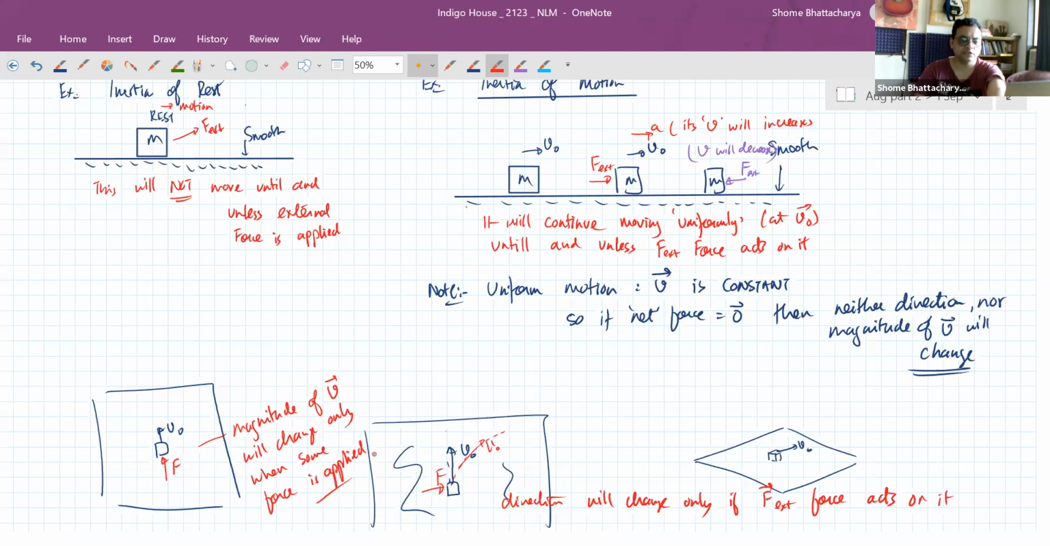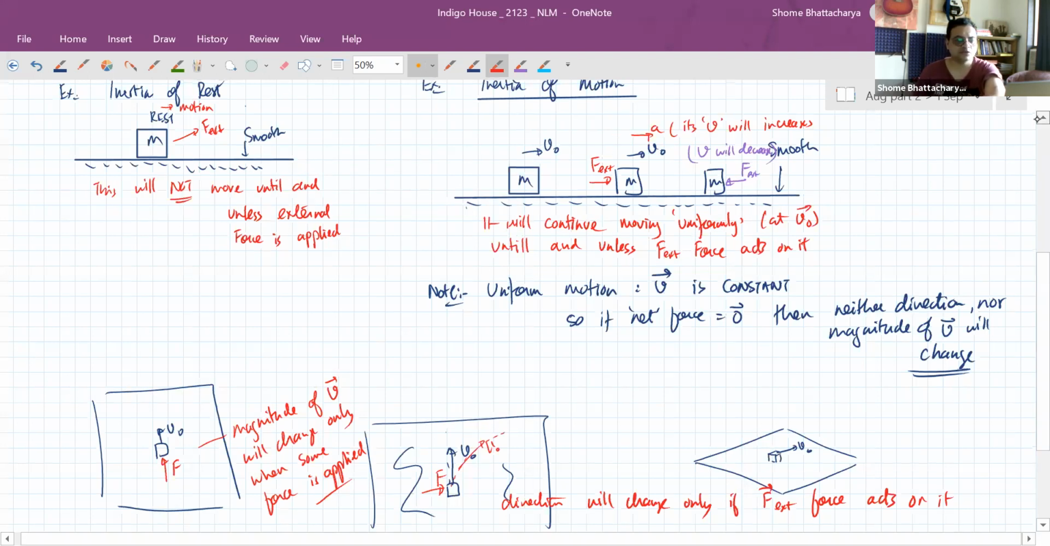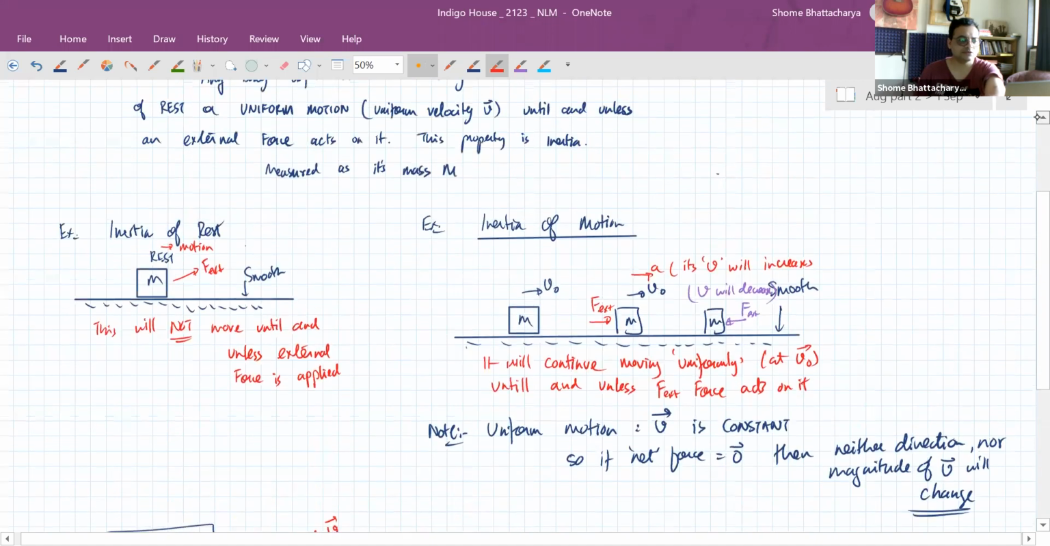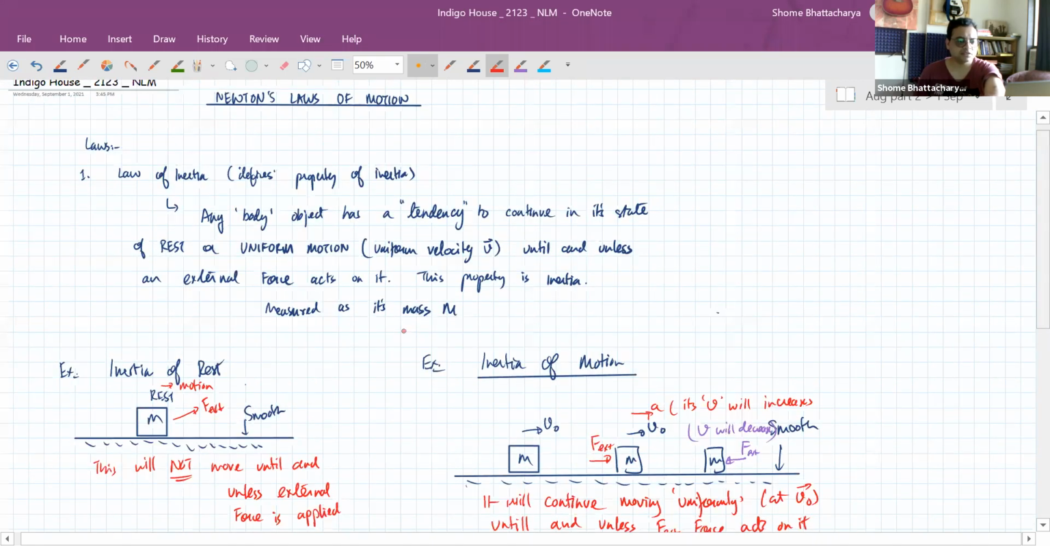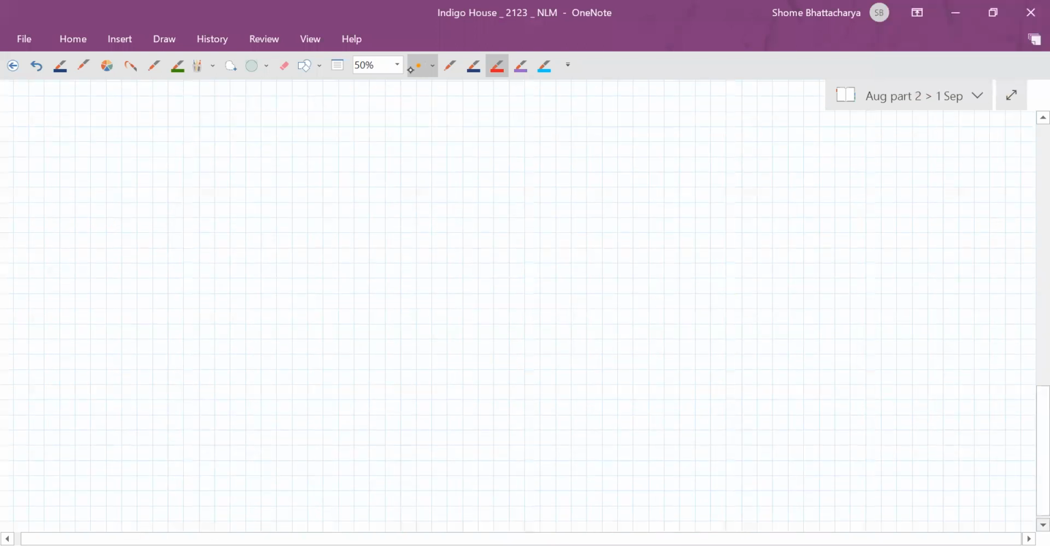And as you know, the standard unit of mass is kilograms in the SI system. So the first law, apart from introducing the concept of inertia, also brings into play this physical property, mass, which has the standard unit of kilograms. Now that brings us to the second law.